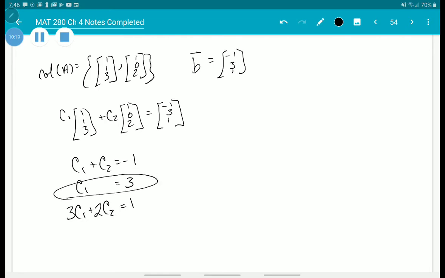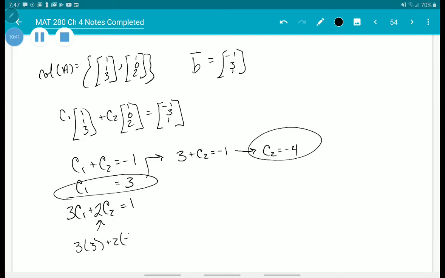This is an overdefined system. We have 3 equations and 2 unknowns. So let's plug that in here. So 3 plus C2 has to equal -1. That means C2 is equal to -4. And since it's overdefined, we have to check it here. So 3 times 3 plus 2 times -4, is that equal to 1? 9 minus 8 is equal to 1, so it checks out.